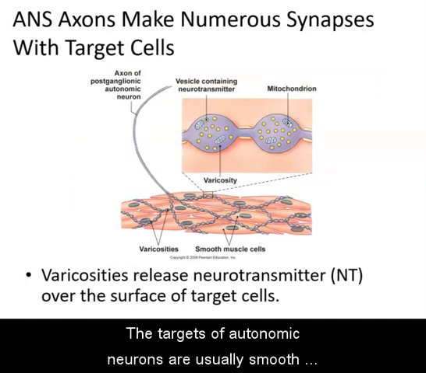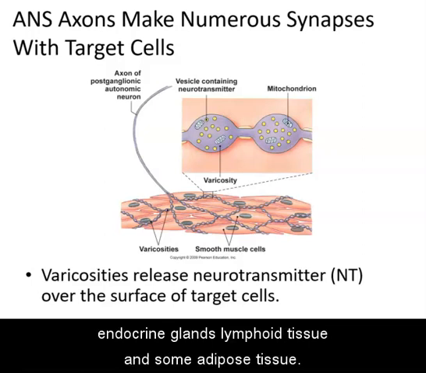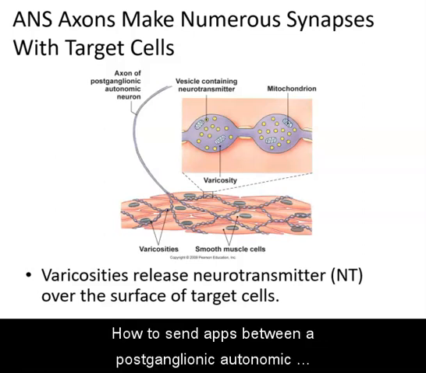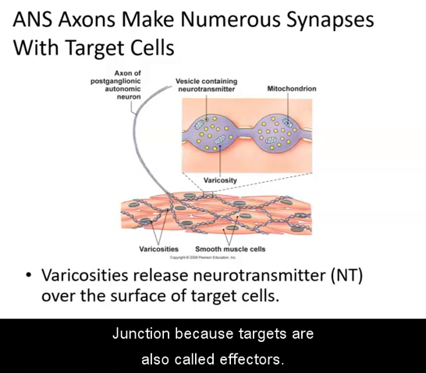So targets of autonomic neurons are usually smooth muscles, cardiac muscle, many exocrine glands, a few endocrine glands, lymphoid tissue, and some adipose tissue. Now the synapse between a postganglionic autonomic neuron and its target cell is called the neuroeffector junction because targets are also called effectors.